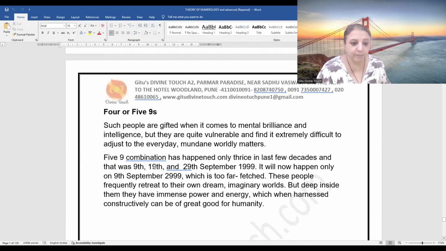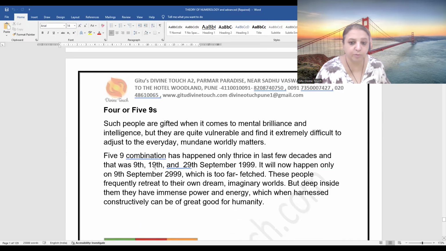Four nines: such people are gifted when it comes to mental brilliance and intelligence, but they are quite vulnerable and find it extremely difficult to adjust to everyday mundane worldly matters.